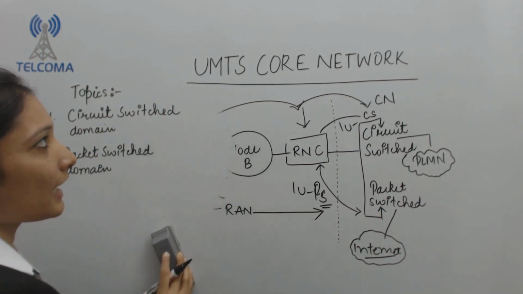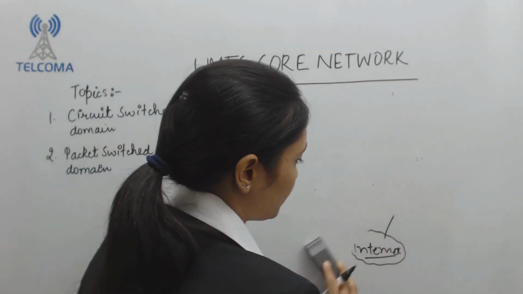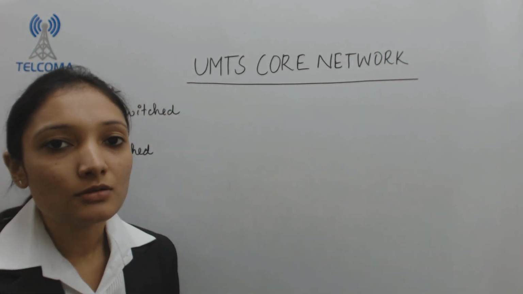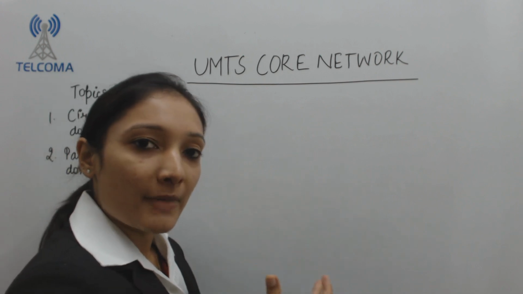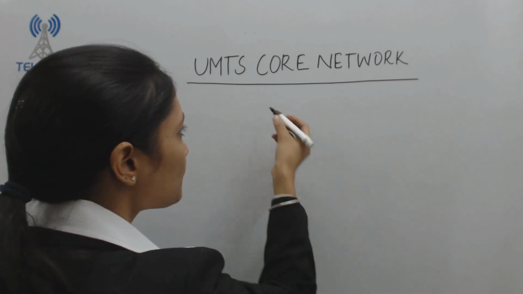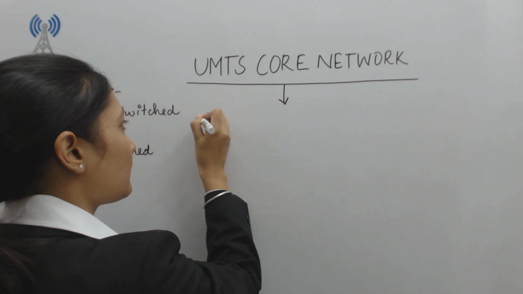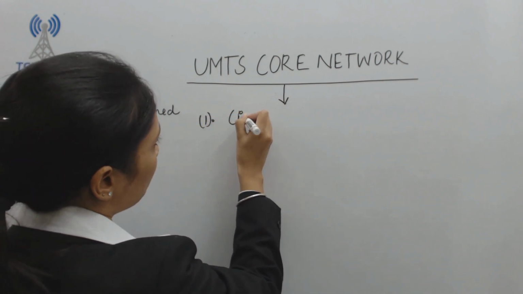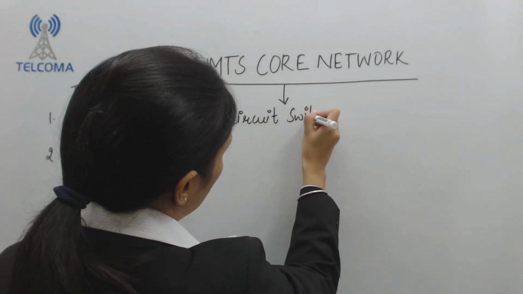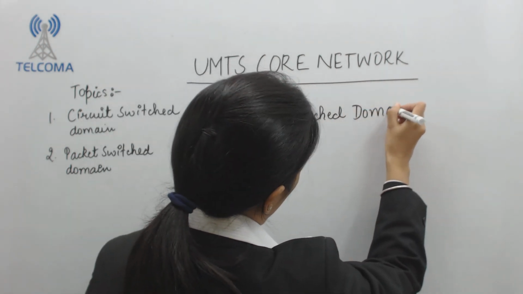Now we know that UMTS is an evolved technology. From 2G we have migrated to 3G. Similarly, there has been a migration of the architecture of 3G also. So the core network has two domains. First one is the circuit switched domain.